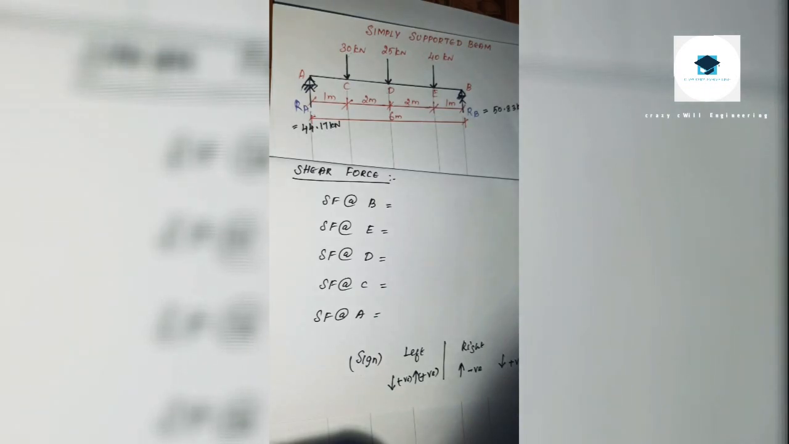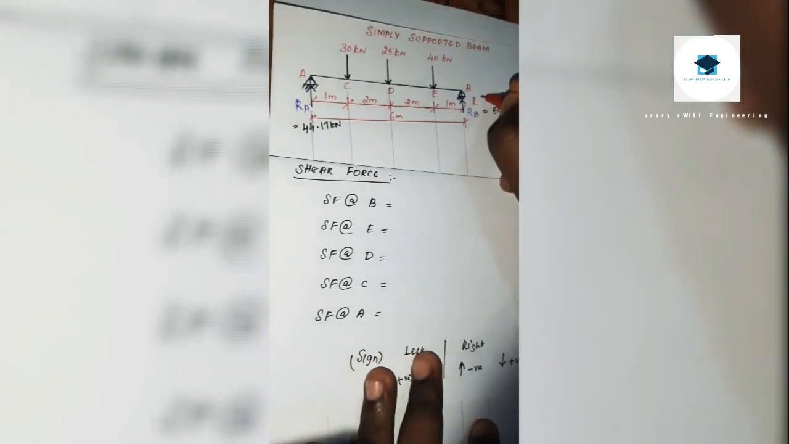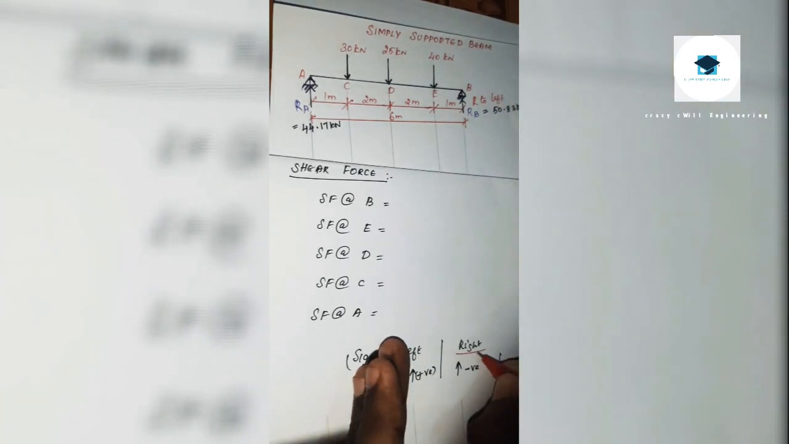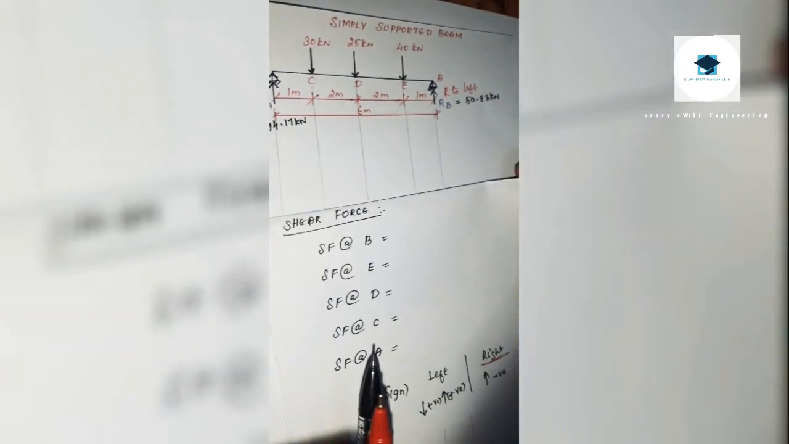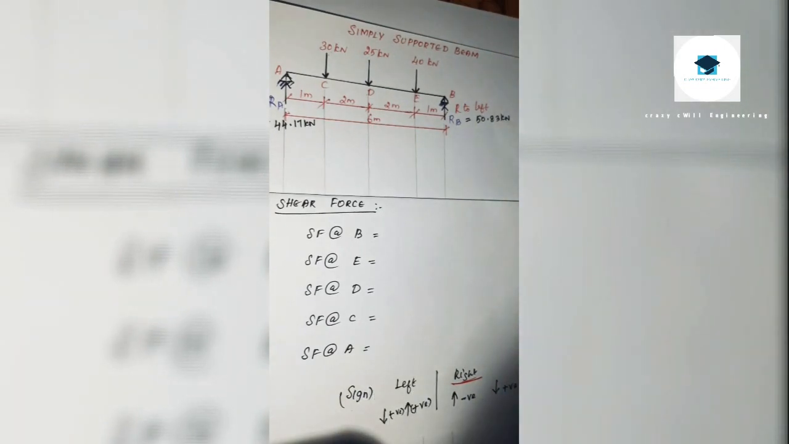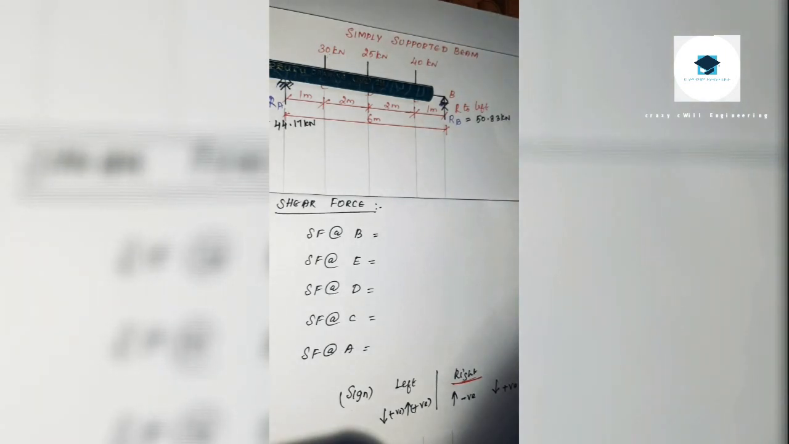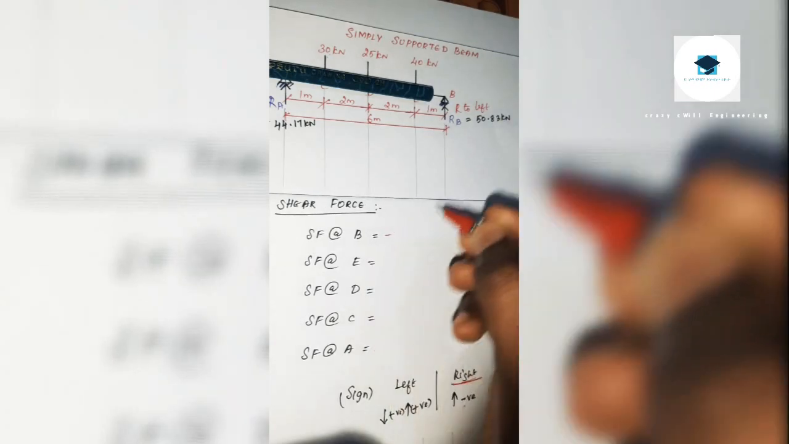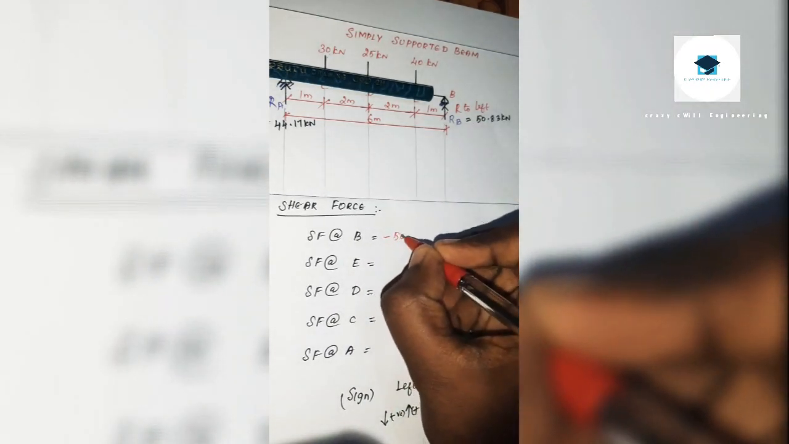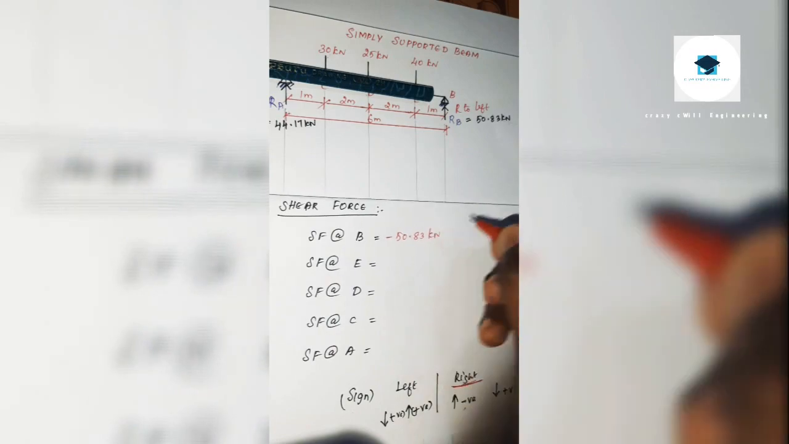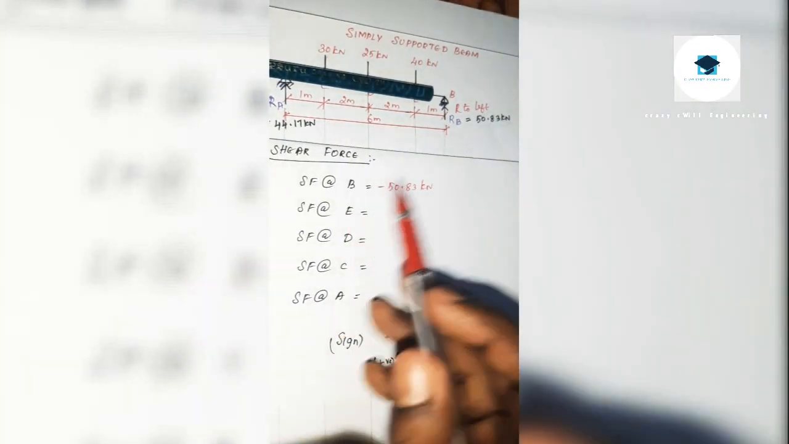I am taking from right to left, so I am taking this one. Okay, shear force at B. Shear force at B means hide all other forces and focus on B. Here the load is acting upwards. I am considering from right to left, so upward means negative. Put negative sign. What is the RB value? It is 50.83 kilonewton.